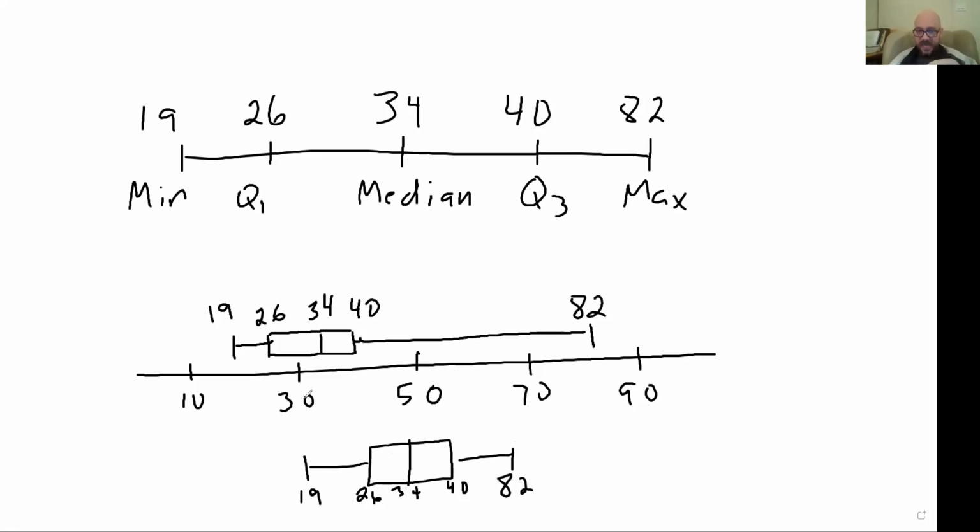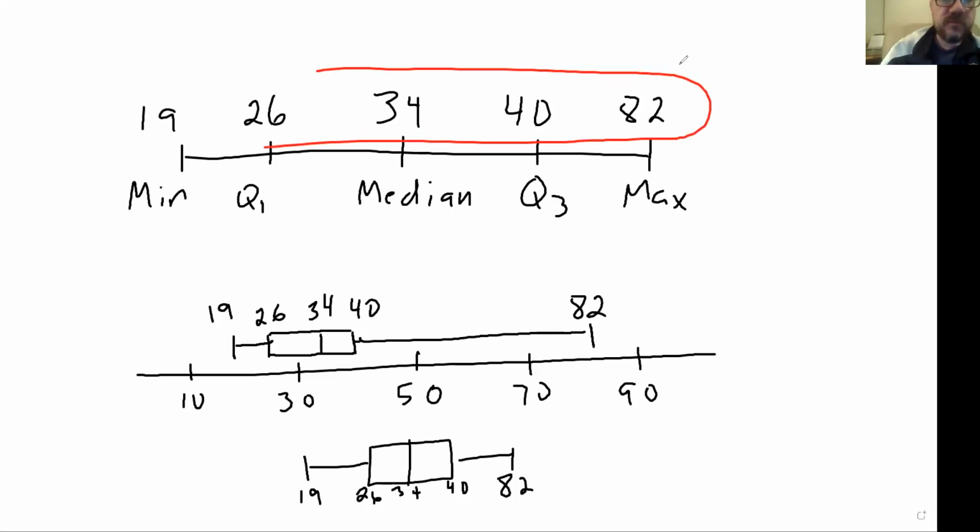Make sure that you put the scale so that the shape of the box has some sort of meaning, because this shape has no meaning whatsoever. It's just a picture of a box that doesn't tell you anything. These 5 numbers, by the way, are called the 5-number summary. I suppose I should probably have said that earlier, but that's fine.